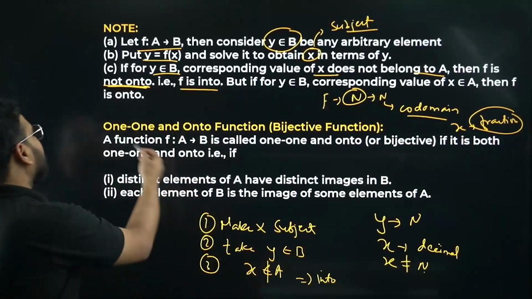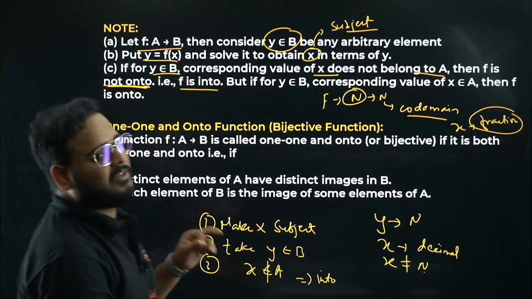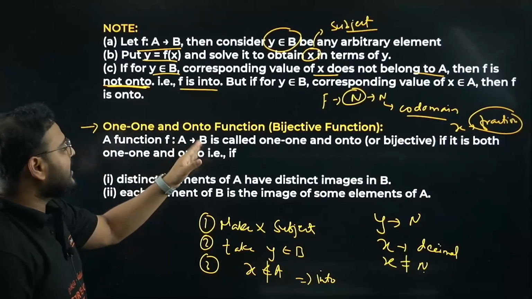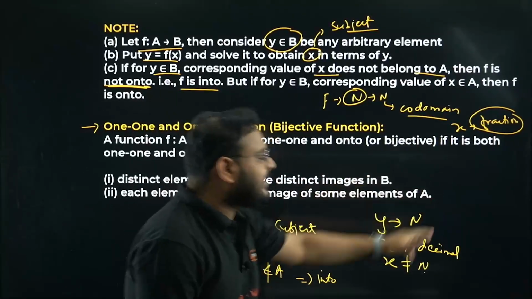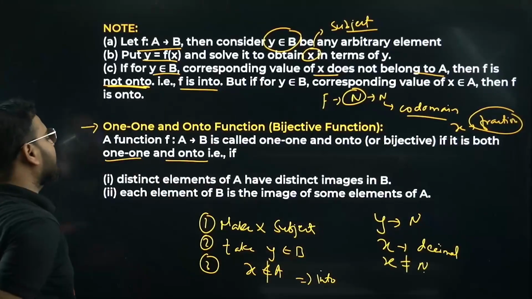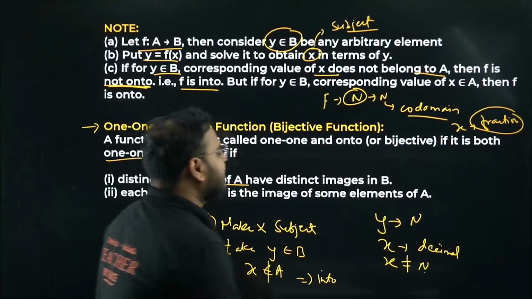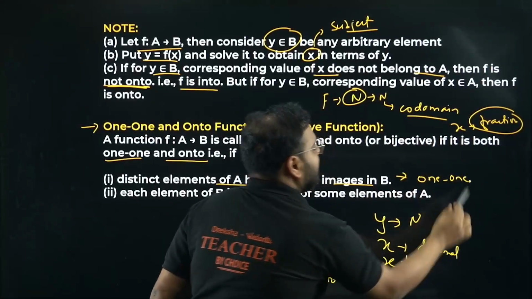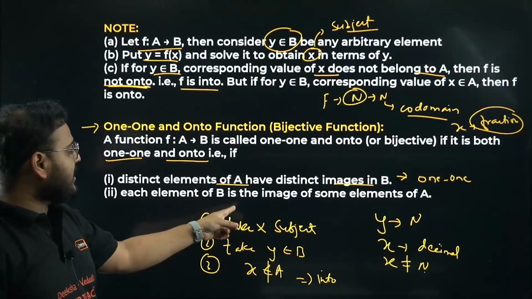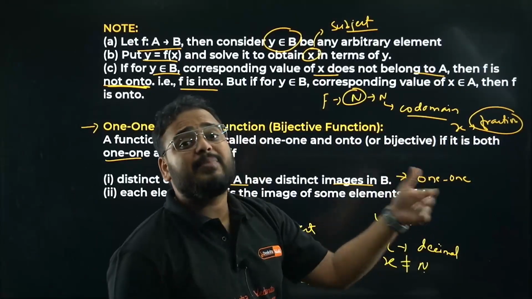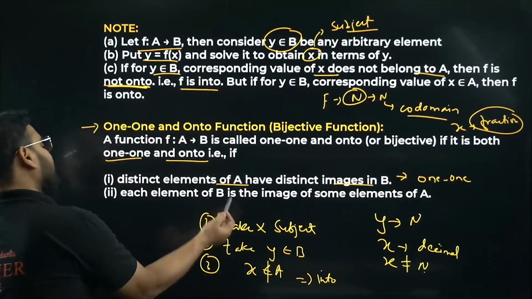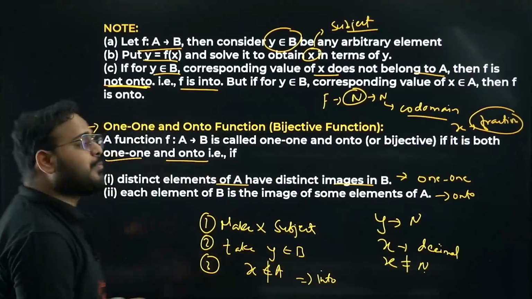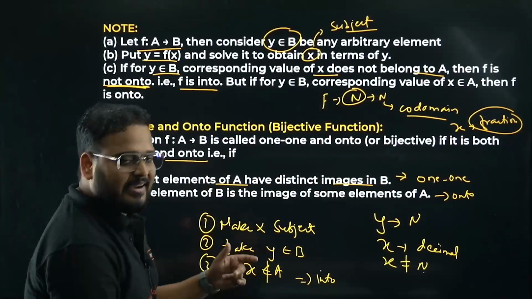Now, the last one is one-one and onto function, also called bijection or bijective function. A function f from A to B is called one-one and onto if it is both, as the name suggests, one-one and onto. Basically, distinct elements of A have distinct images in B. This is the definition of one-one. Each element of B is the image of some element of A, meaning none of the elements in B is left behind. That is onto. So we call this type of function a bijection. Don't worry, we'll solve questions like that right now.